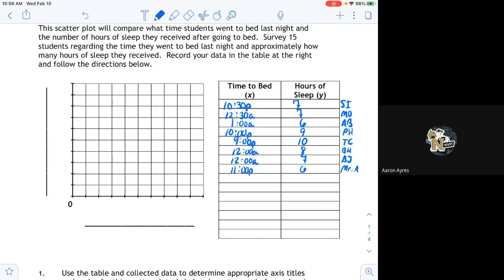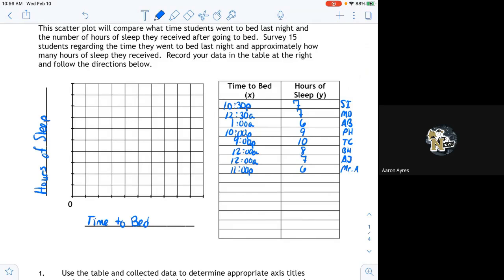So our x-axis, we'll just write time to bed, like so. And then for the y-axis, we'll just write hours of sleep. And then it's done.